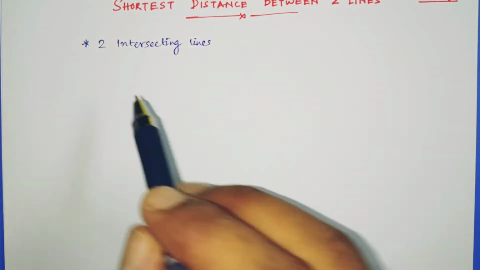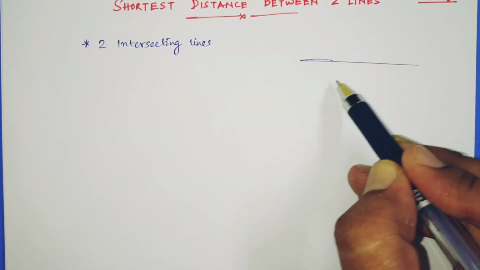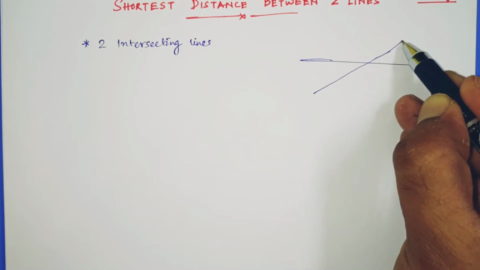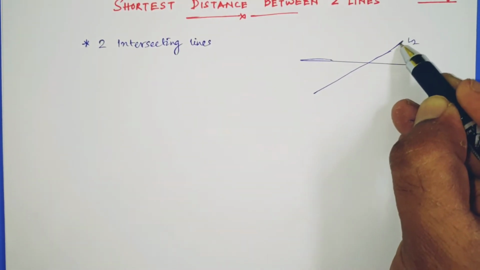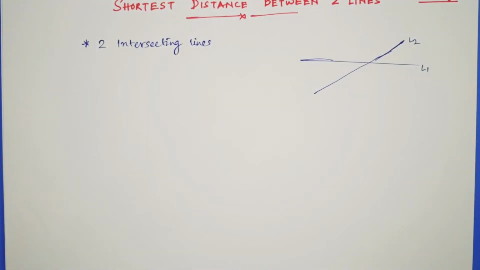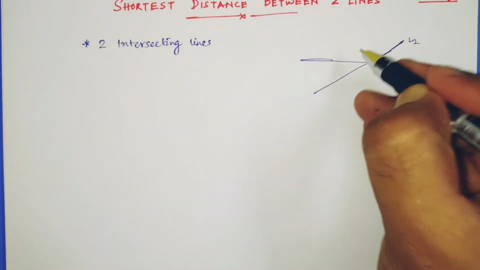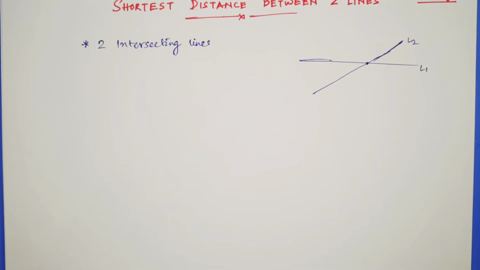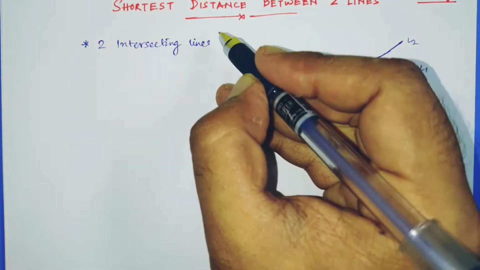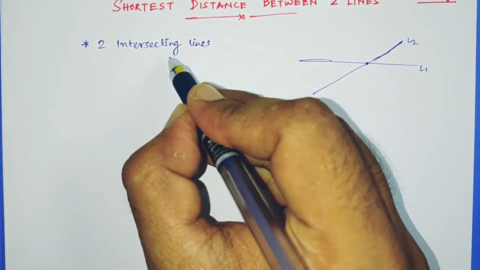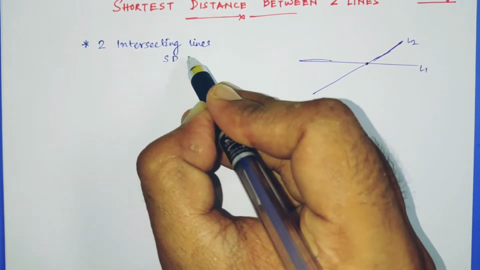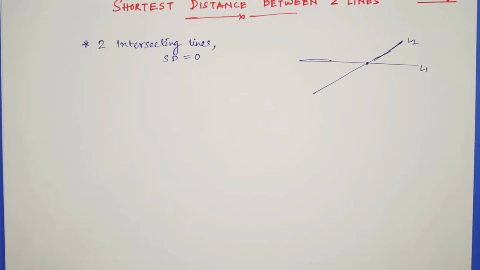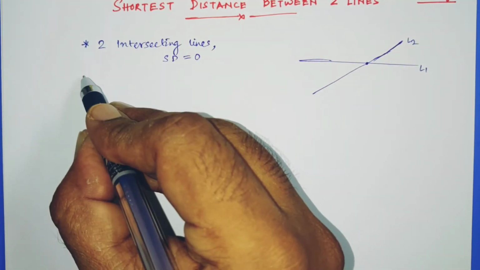Suppose we have a line in here and we have another line in here. This is line L1 and this is our line L2. If somebody asks you what is the shortest distance between them, what you will say? The shortest distance between them is 0. So the shortest distance is equal to 0 for two intersecting lines. Clear? Now we move on to our next point.